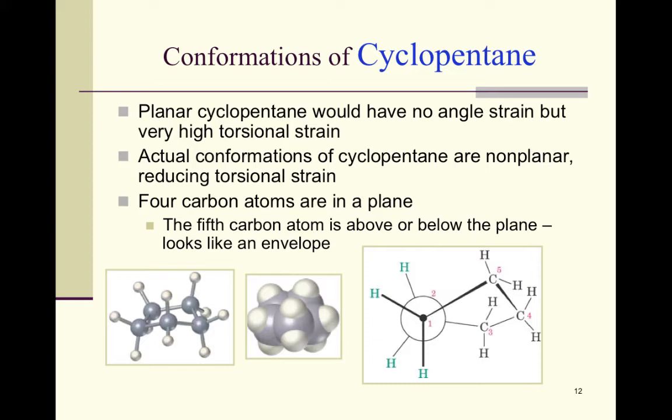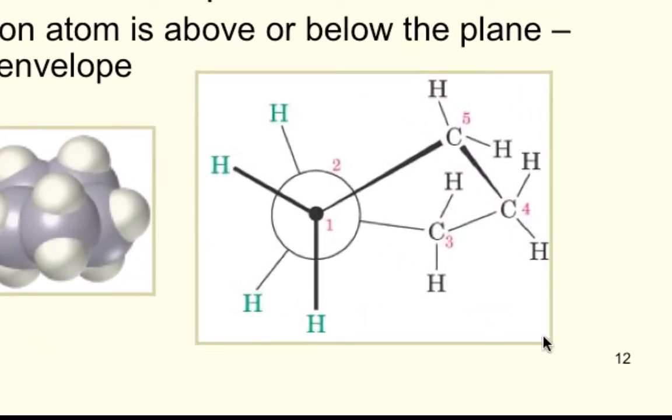Planar cyclopentane would have no angle strain, but very high torsional strain. The actual conformations of cyclopentane are non-planar, reducing torsional strain. 4 carbon atoms are in a plane. The 5th carbon atom is either above or below the plane and kind of looks like an envelope. So here we have the Newman projection of a cyclopentane. Be sure to learn how to draw that one also.